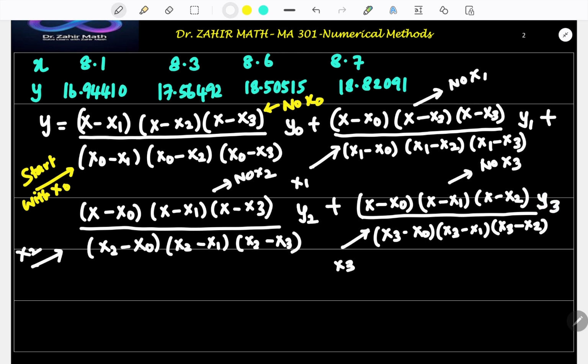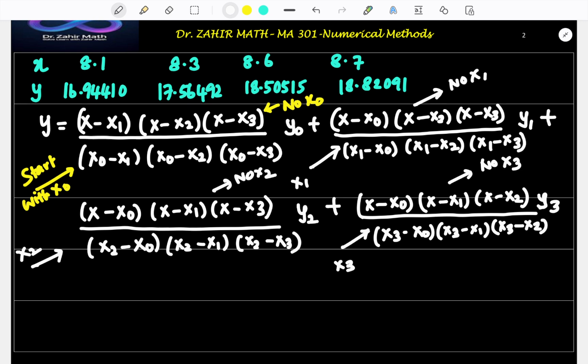Okay, everybody? Right, again I'm telling you, no x0 in the numerator. Here start with x0. Here no x1 and start from x1, right? No x2, start from x2. And no x3, start from x3. Very easy to remember.